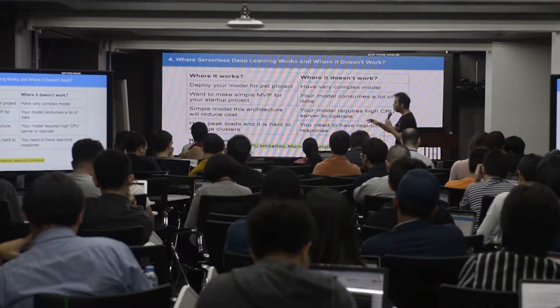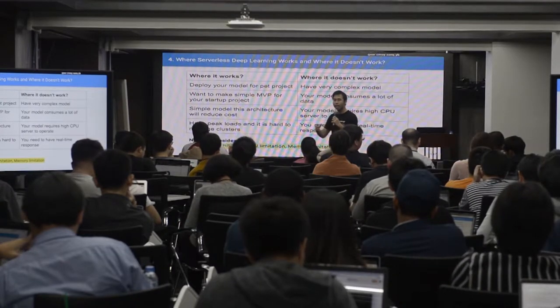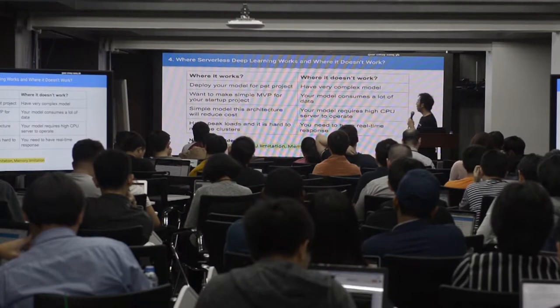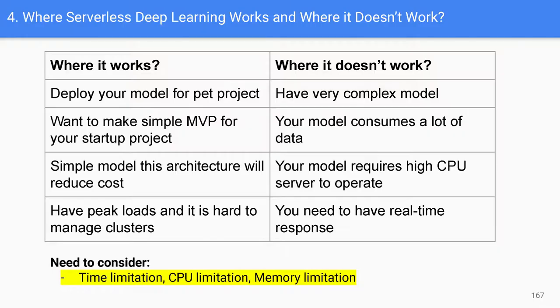So if you want to make a simple MVP for your startup project, or maybe your research, it works. And when it doesn't work is when your model consumes a lot of data. This is when we're talking about production at a real company, right?